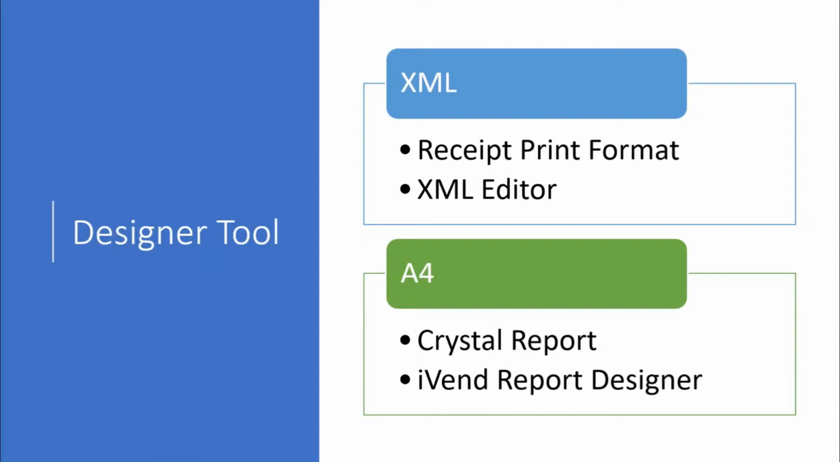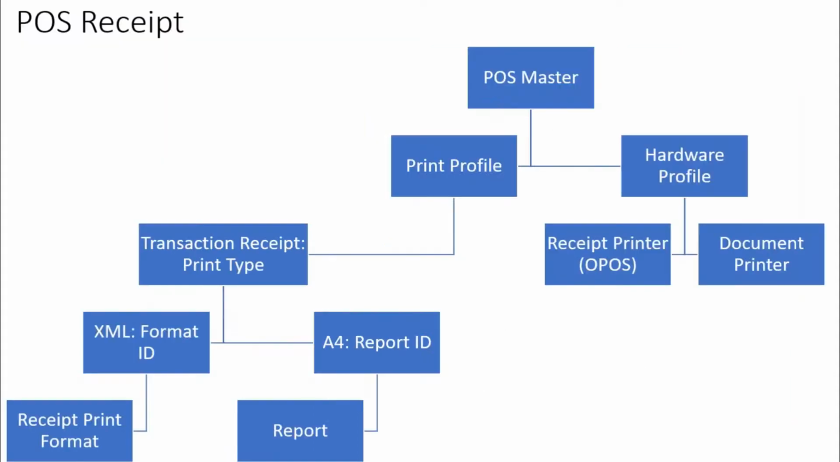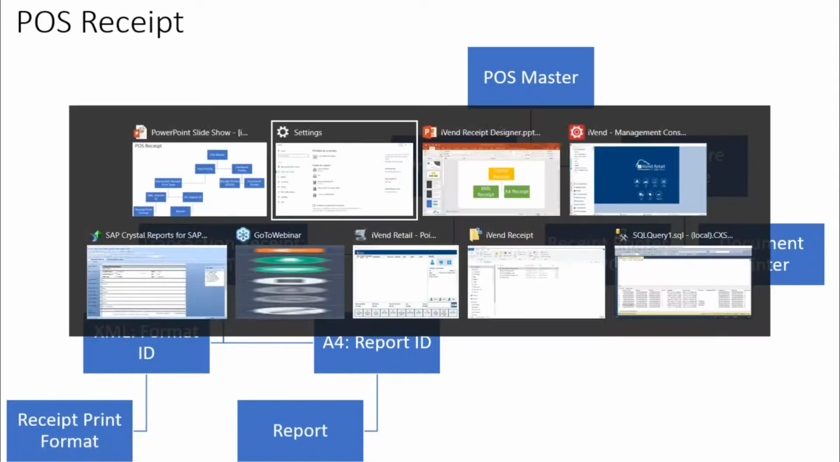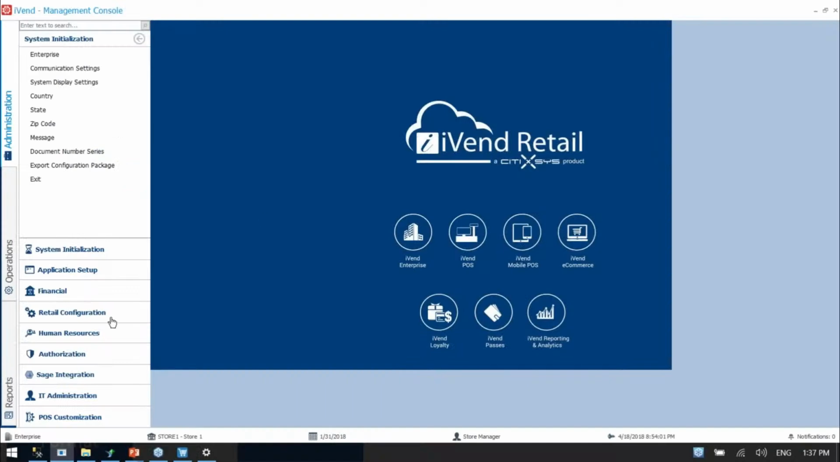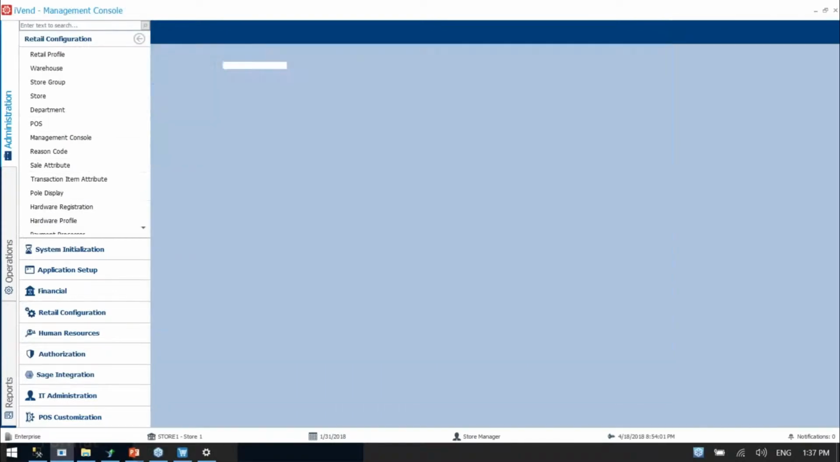Okay, we will go into detail one by one on how we try to use it. In the iVend management console, when we set up the system, you need to define the logic for how iVend picks one of the receipts based on this kind of configuration. The first thing you define is the POS in the management console. Let me open the management console; it's under retail configuration, in the POS.